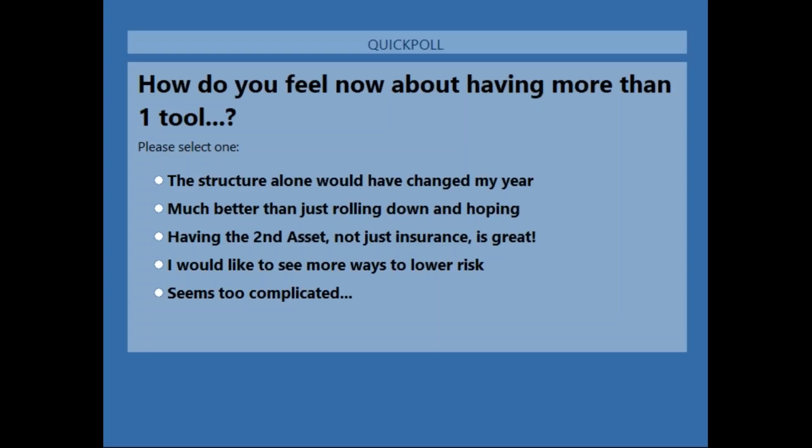And honestly, I only have a few people who have voted here on this poll. I'm going to leave it up for a little bit longer. But honestly, do you feel it seems too complicated? All right, so I'm going to leave this open for another 30 seconds. We're going to close up. I knew I'd go over today. I didn't expect to go 25 minutes over or so, but that's fine.